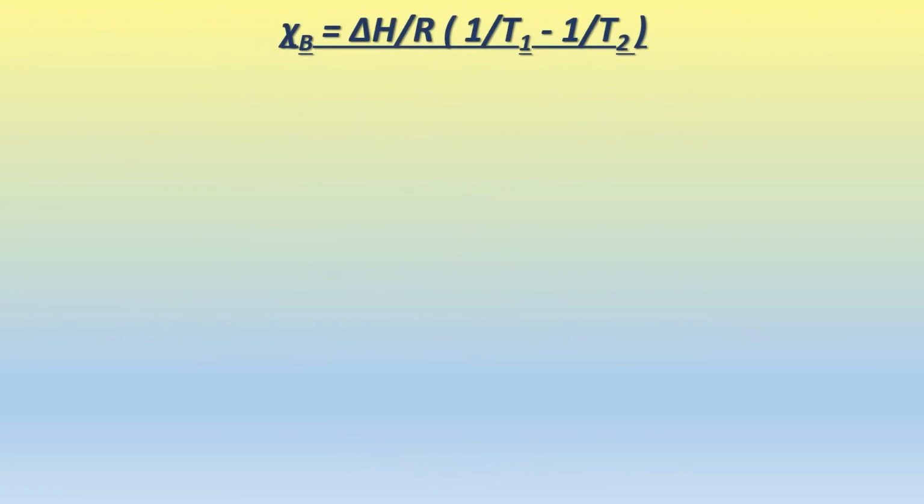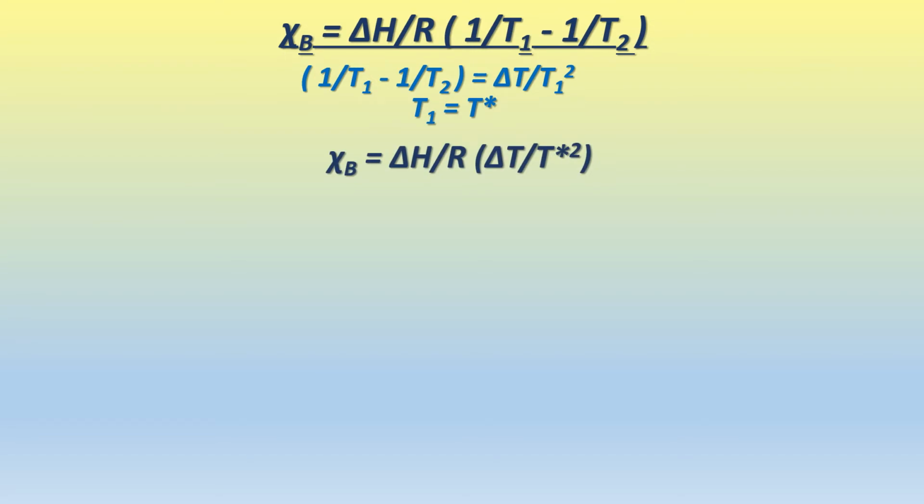This will look familiar from general chemistry in a second. I can simplify. 1 over T1 minus 1 over T2 is the same as delta T over T1 squared, where in this case, T1 is the phase transition temperature of the pure solvent. So the mole fraction of solute is delta H of the solvent over R times the change in temperature over the phase transition temperature squared.